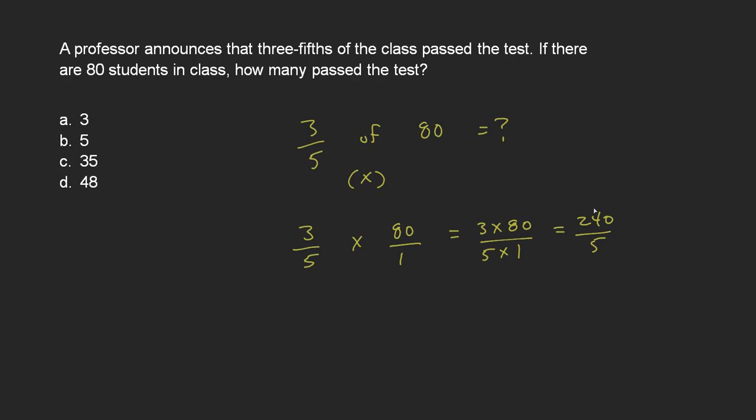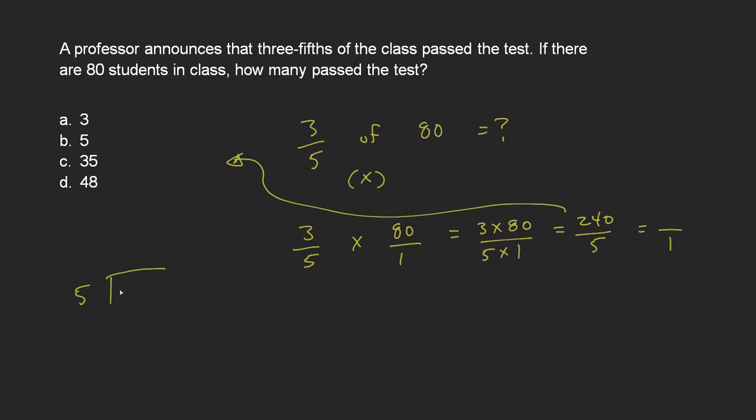But you can see that this answer doesn't look the same as any of these. That's because I don't have this simplified. Now, there aren't many things that will go into both 240 and 5 at the same time, but 5 is probably the easiest one to try. So let's see how many times 5 goes into 5. That's 1 time. How many times does 5 go into 240?